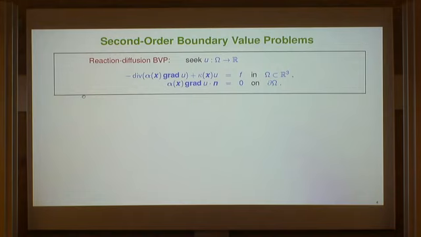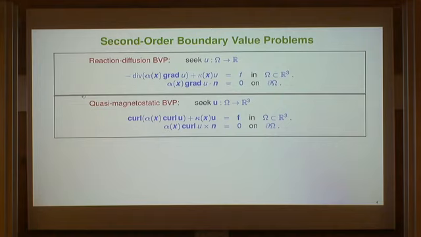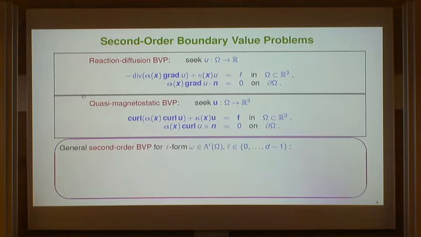For instance, this one, there's reaction diffusion. Yes, reaction diffusion problem, a scalar boundary value problem, but also the boundary value problems from electromagnetics. They all turn out to be members of the same family when you view them from the perspective of exterior calculus. Because exterior calculus permits us to recast them in a single formula in the form of a general second order boundary value problem.